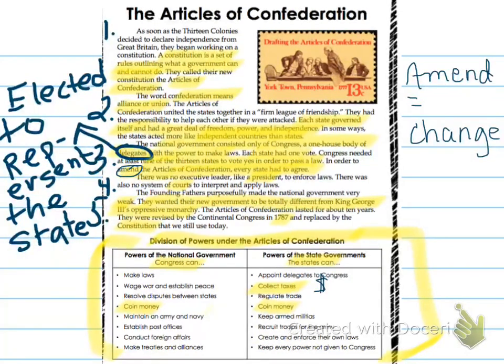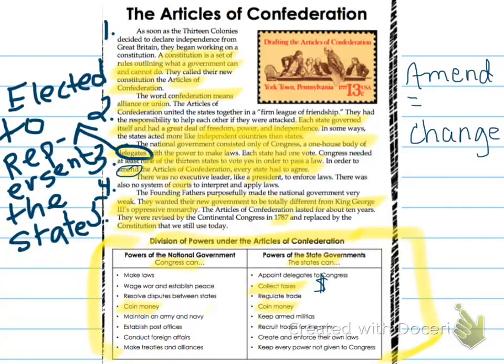But the states, they could keep armed militias. So at all times, the states could have armed soldiers. Back on the Congress side, they could establish post offices. That's good. We need our mail. Back on the state side, they could recruit troops for an army, so they could go out like those army recruiters do now and say, hey, come join the army.